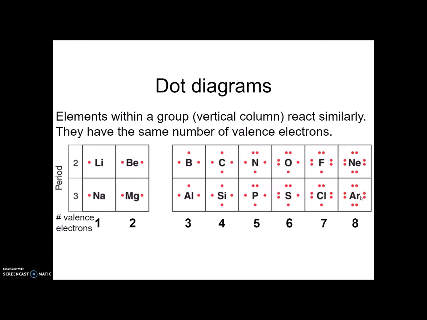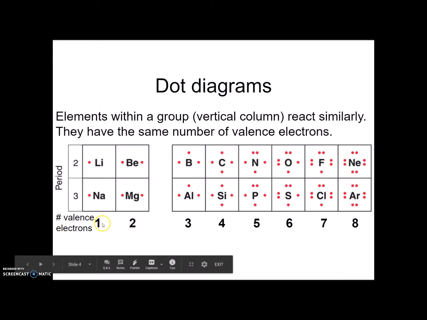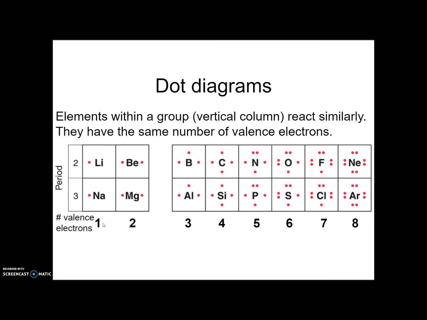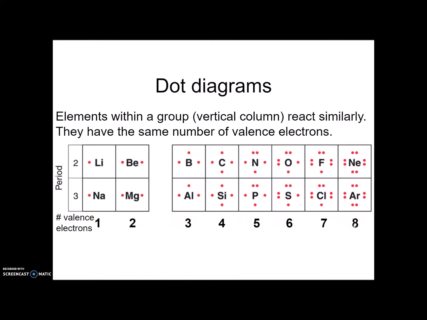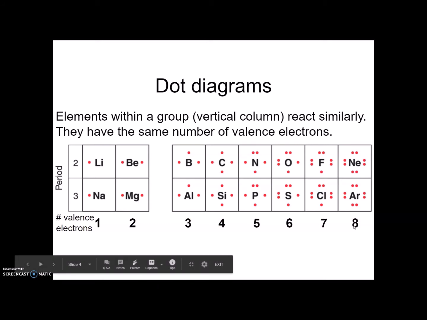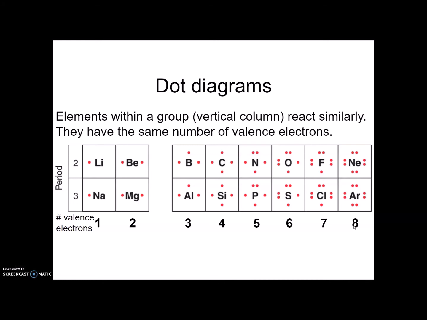Now, if we were to count the number of dots from left to right in the periodic table, and we're skipping over the transition metals here, but if we go from left to right in periods 2 and 3, the number of valence electrons are 1, 2, 3, all the way up to 8. 8 valence electrons is the number of dots, or the number of valence electrons that noble gases normally have. There is an important exception to that, and we'll talk about that at the end of this note set.